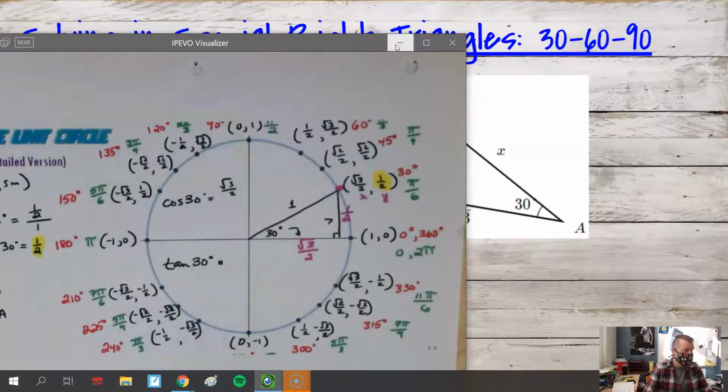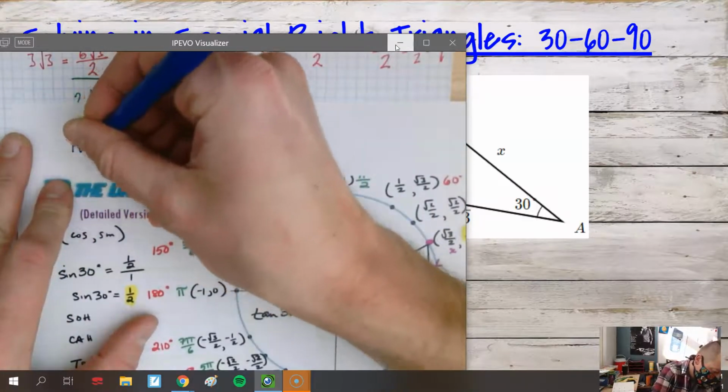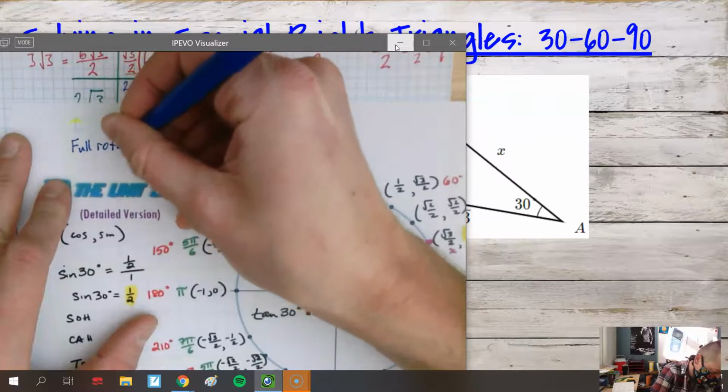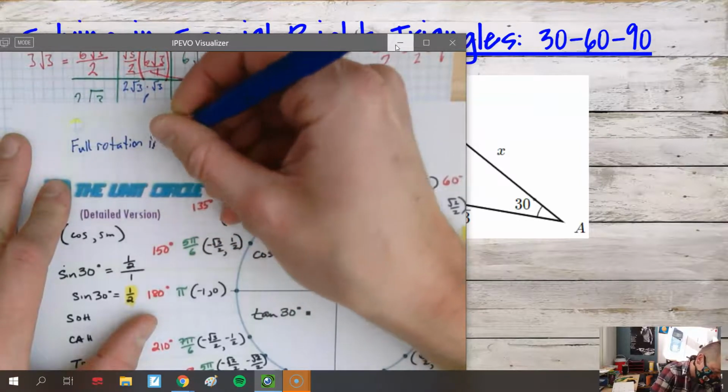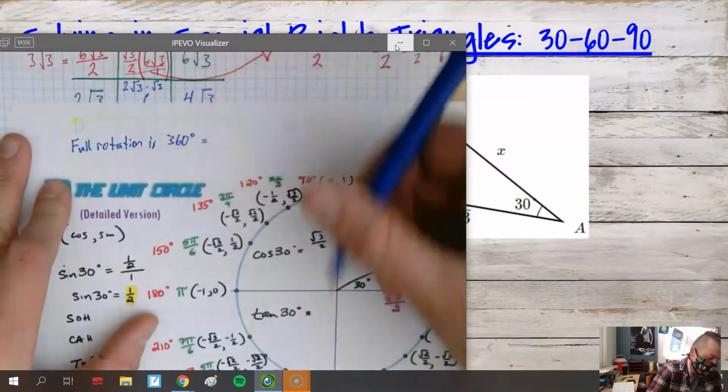What is a full rotation? 360 degrees. Okay, so let's start writing down something. So a full rotation is 360 degrees.